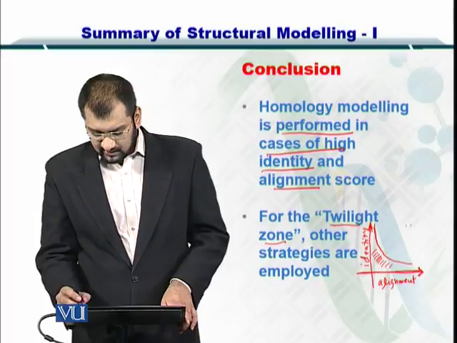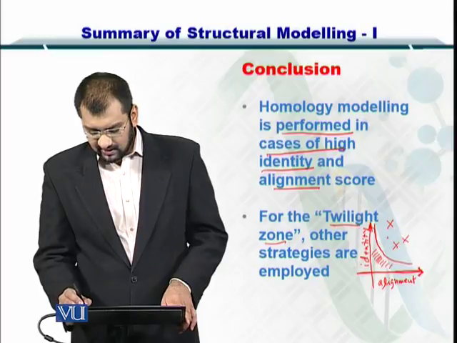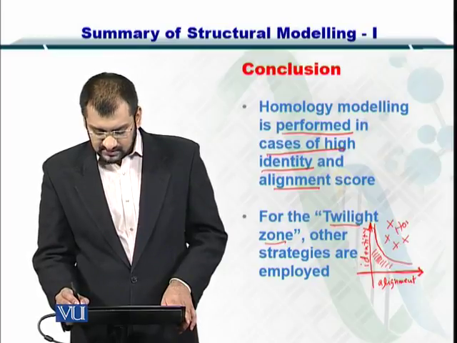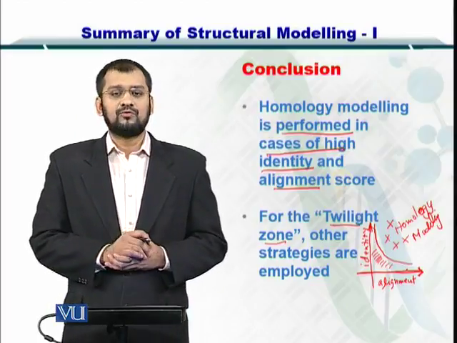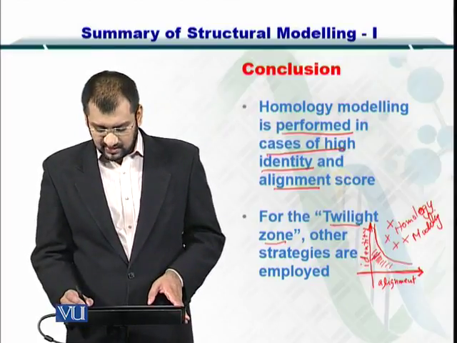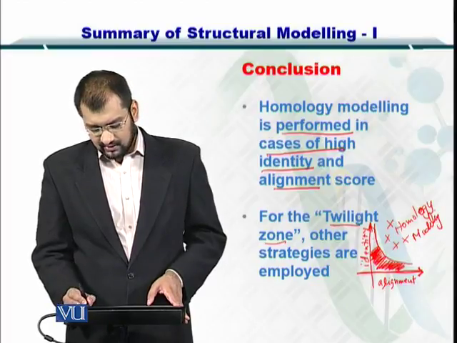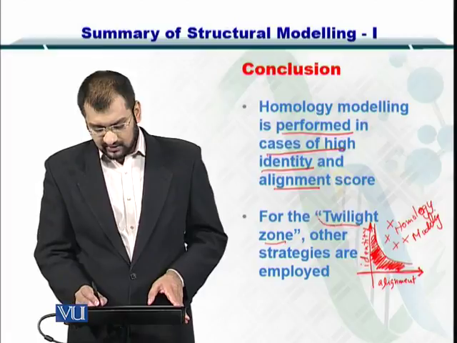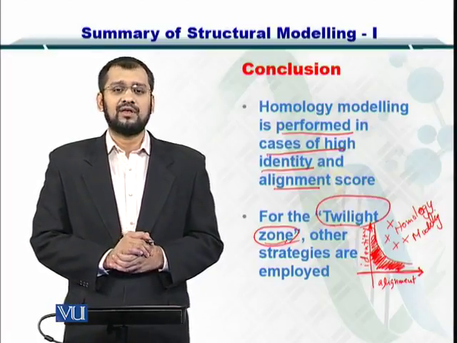that homology modeling is useful if the identity is high and the alignment is high. So this is the homology modeling area. But for the region that is on the other side of the graph, that is this portion, which is also called the twilight zone, you have some other strategies that we will discuss in the later modules.